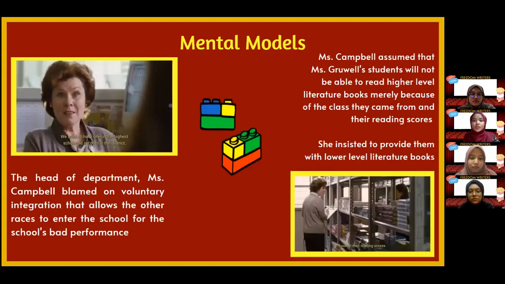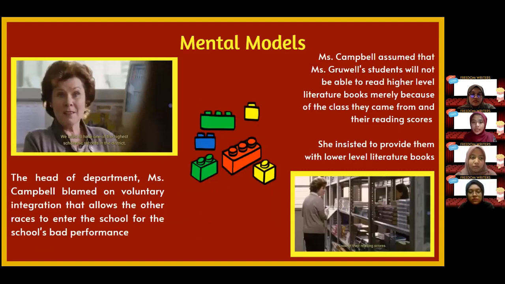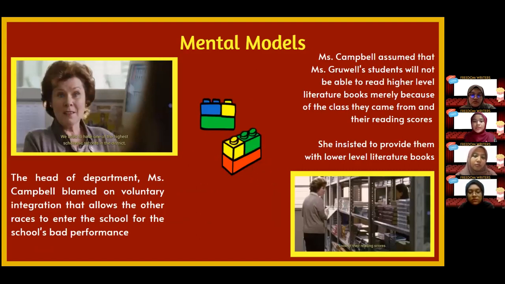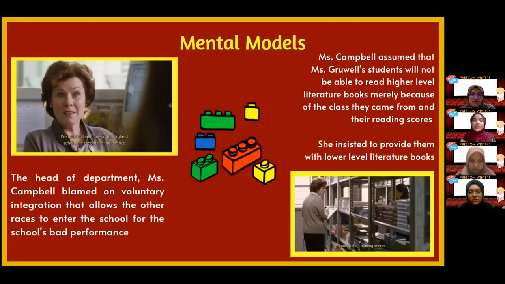Mental model is the knowledge structure that people develop to describe, explain, and predict the world around them. This will usually be labeled as being narrow-minded if applied bluntly. There are 3 examples in the movie. It is when the head of department, Miss Campbell, blamed the voluntary integration system, which allows students from other races to enter the school, for its bad performance. She used a mental model to explain the drop in the school's achievement.